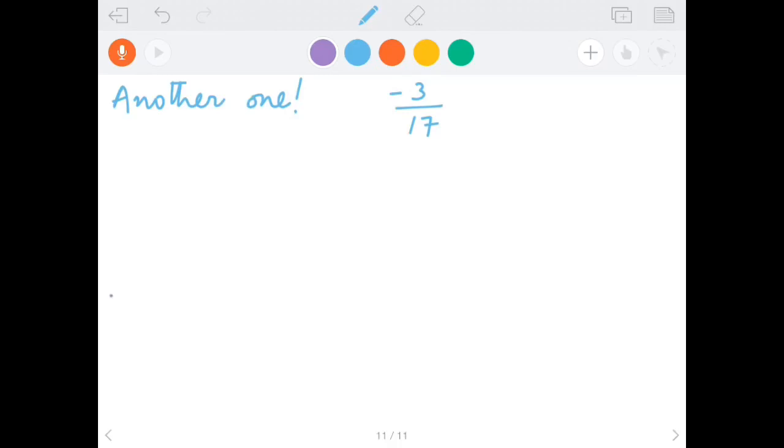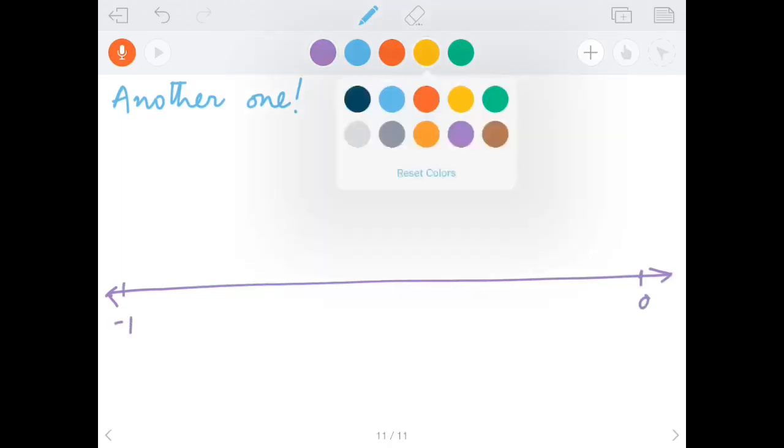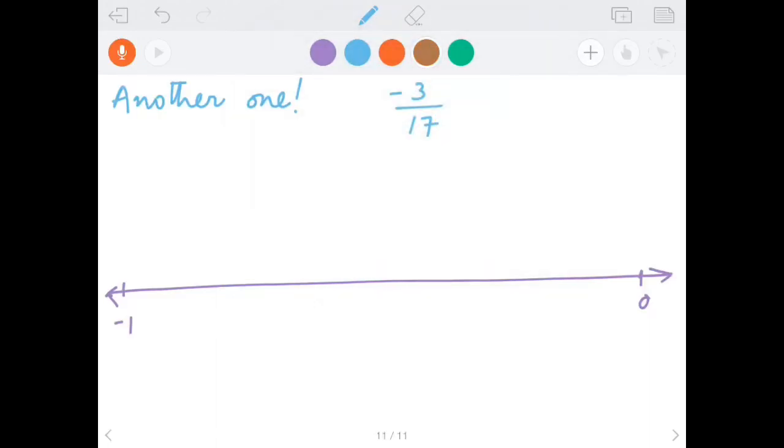Alright, we'll start working with this now. I'm going to draw a number line, mark 0 at one end and minus 1 at the other. Let us divide this into 17 equal parts. This is going to take a while.